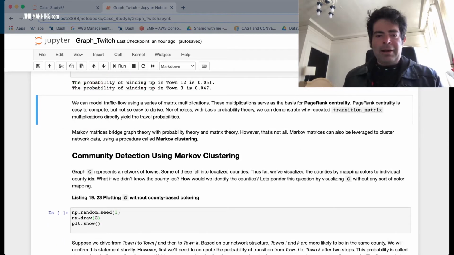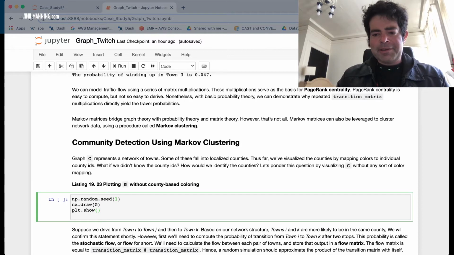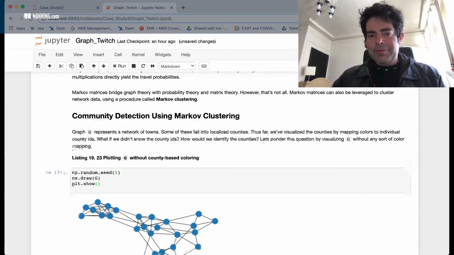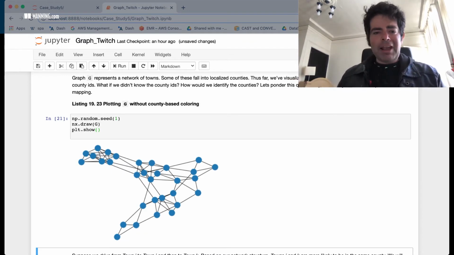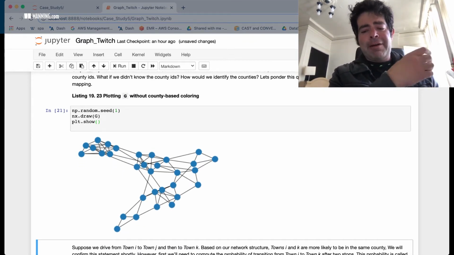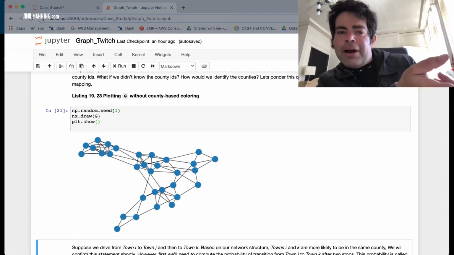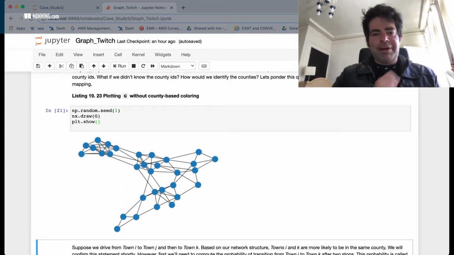So, keeping in mind what we learned about traffic, let's turn to community detection. As a reminder, this is what our network of towns encompassing counties looks like when we don't know the identity of the communities in advance. We can still see the clumps. We just don't necessarily know exactly where the counties are because the colors have been eliminated.